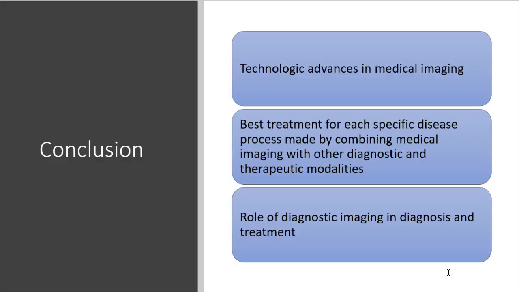In conclusion, technological advances in medical imaging are changing how people are dying. People are living longer due to all the advances we have in medicine, along with all of our scanners, so we're able to diagnose patients earlier, which is pretty amazing. The best treatment for each specific disease process is made by combining medical imaging and other diagnostics and therapeutics. Radiation therapy, PET imaging, all of that is making a huge impact on how long people are living.